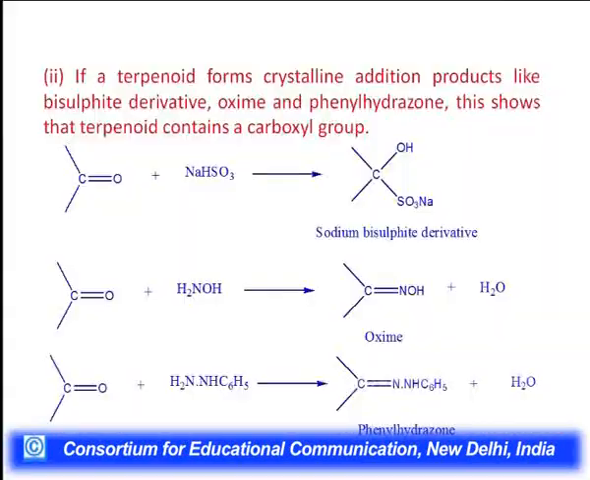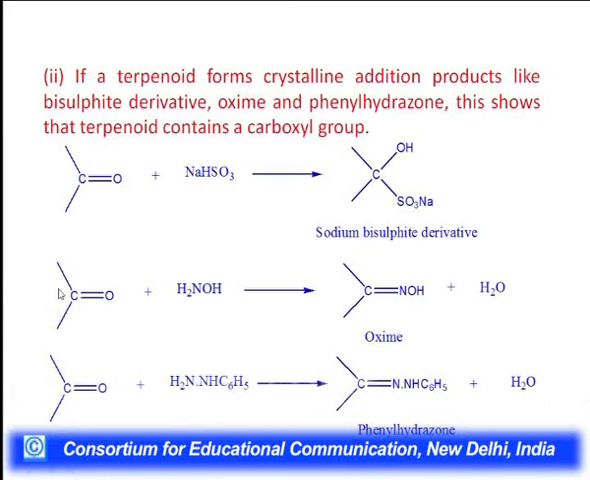Now, if the terpenoid forms some addition products with the bisulfite derivatives, with the oxime and with the phenyl hydrazone, this shows that the terpenoid contains a ketonic group or a carboxylic acid group. Here we have shown you these addition reactions of the presence of a carbonyl group in a terpenoid. If this kind of carbonyl group is present in the terpenoid, it can react with the sodium bisulfite, forming an addition product which is a sodium bisulfite derivative. It is a white crystalline compound.